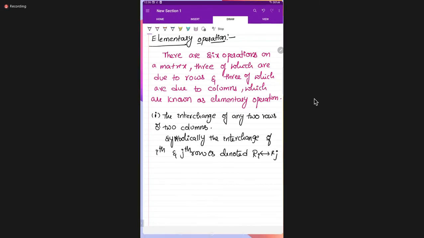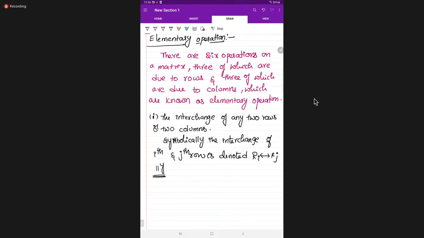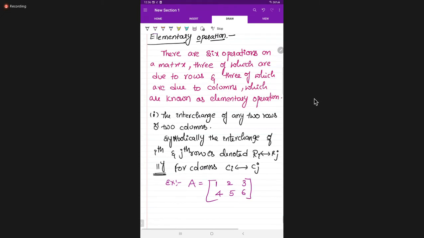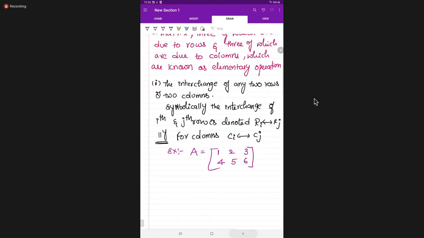Similarly, for columns, Ci interchange Cj. Example, take capital A is equal to 1, 2, 3, 4, 5, 6. Now I want R1 interchange R3.